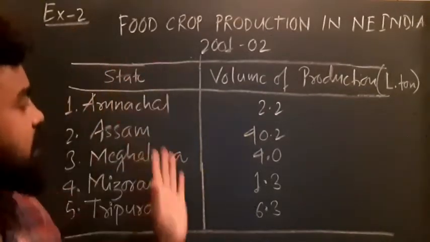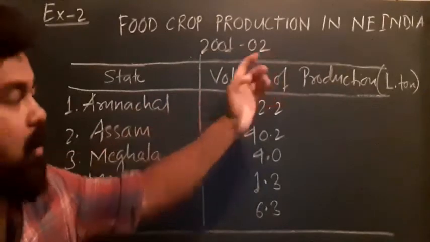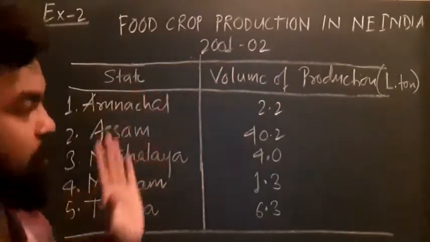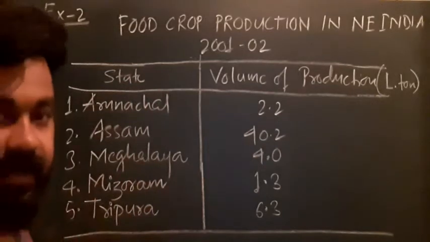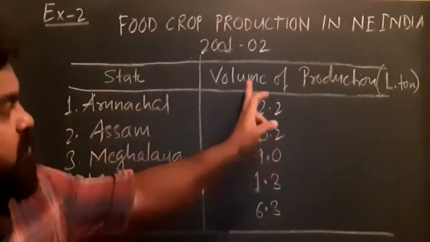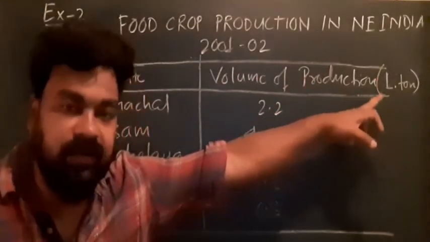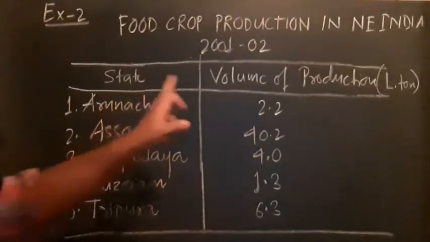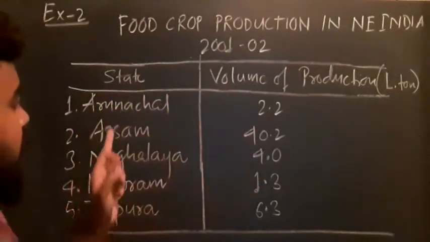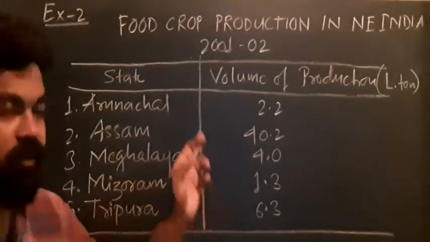Okay. Here we will see the food crop production in Northeast India, 2001 to 2002. But here we will see only 2 years, right? So Northeast India, we know that 7 states are there, including Sikkim 8 states. State Arunachal Pradesh 2.2, that is volume of production in lakh ton. L. ton means lakh ton, right? So state volume of production: Arunachal Pradesh 2.2, Assam 4.2, Meghalaya 4.0, Mizoram 1.3, and Tripura 6.3.